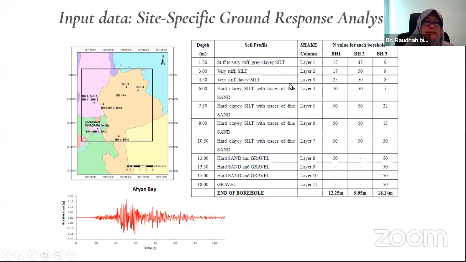You will need borehole data, as much borehole data as possible for one location, if you can get it. And you also need time history analysis. So if let's say we don't really have an accurate time history at a specific location, you could also use one from other locations, but it has to be matched with the target response spectra and also matched with the characteristics of the specific location.